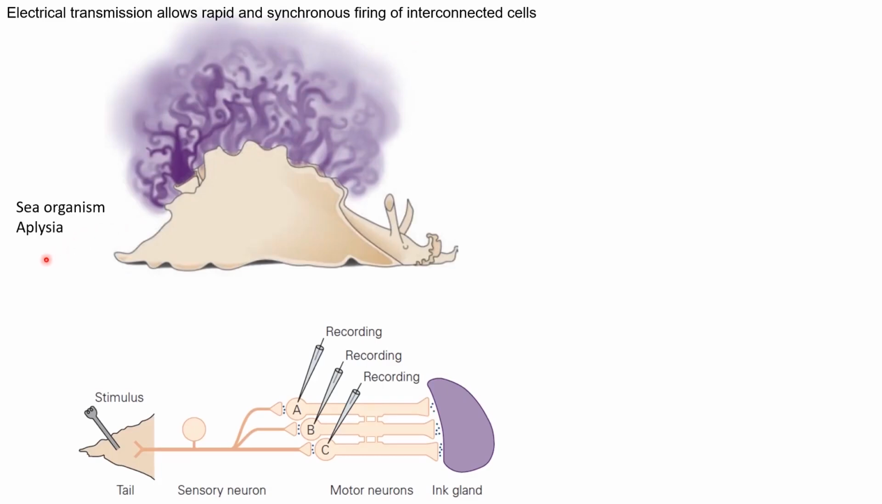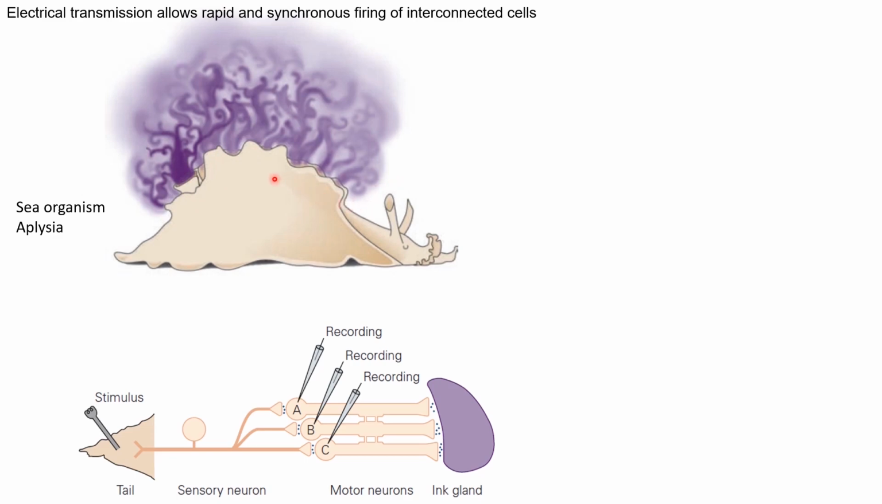This is a model organism, Aplysia. It's also a sea organism. This is what it looks like. This organism has a very simple nervous system and it has a very interesting defense mechanism. So if some predator comes towards it and tries to hold it, then it suddenly releases a big burst of ink in the water. And this big cloud of ink confuses the predator and gives Aplysia a chance to escape.